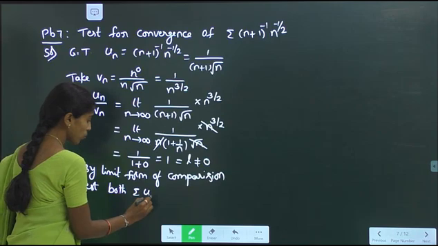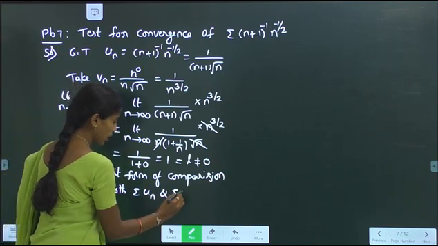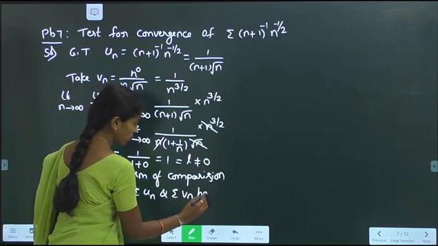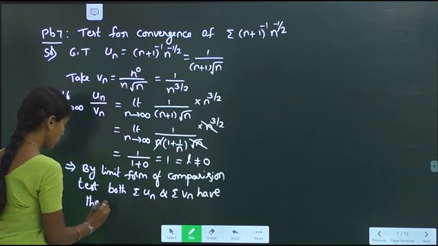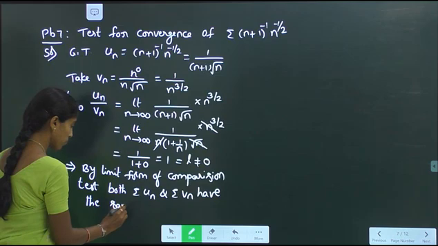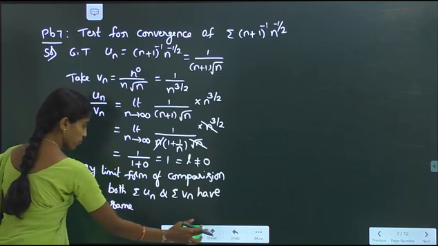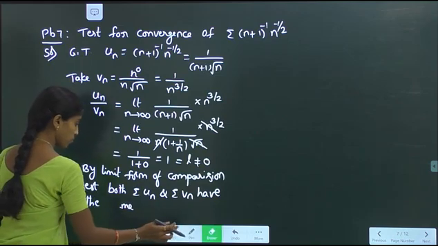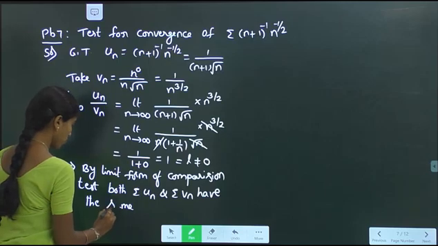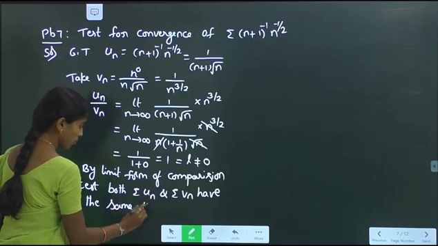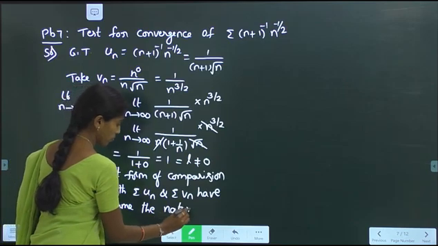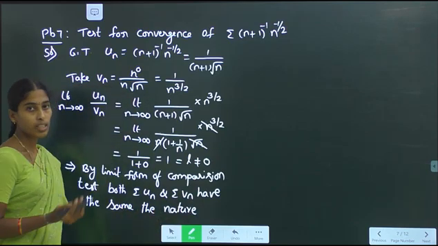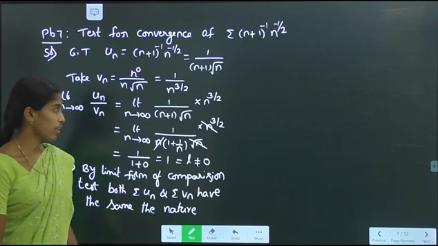both summation un and summation vn have the same nature. Means either both are convergent, otherwise both are divergent.